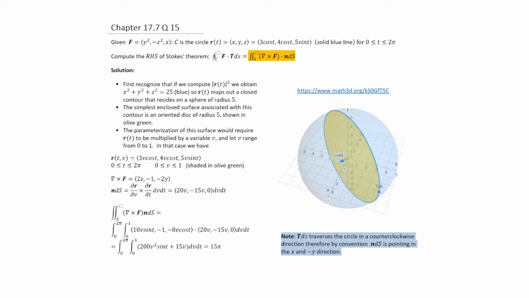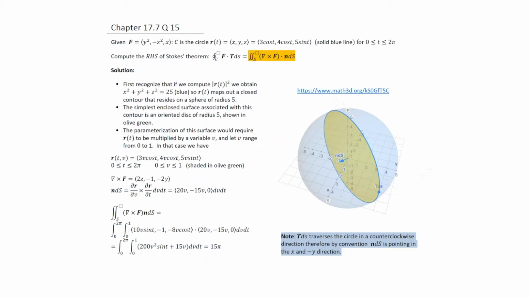The question asks to compute the right-hand side of Stokes theorem, which is the part that's indicated in orange. So we'll need to compute the curl of the vector field and also the differential surface area, but of an area which is to our liking, in other words, something that's relatively simple to calculate.